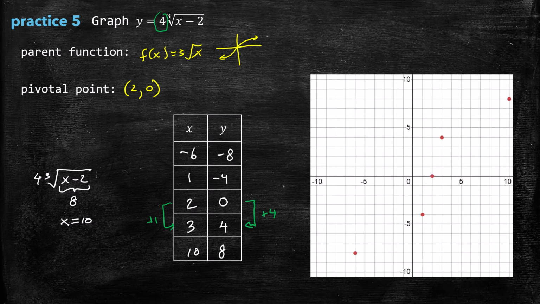So let's graph those points, and then let's connect. And once again, for the last observation, just to reiterate before we go into speed graphing: from the pivotal point, if you go over 1, you go up 4. And that's going to help us in the very last slide.